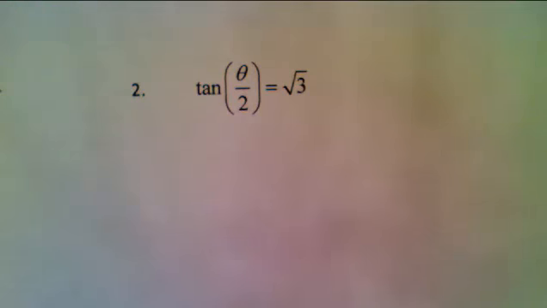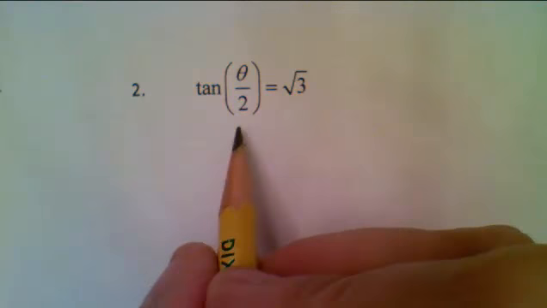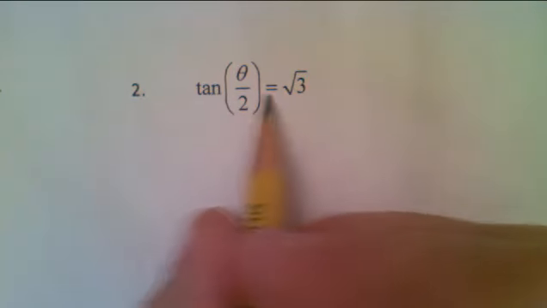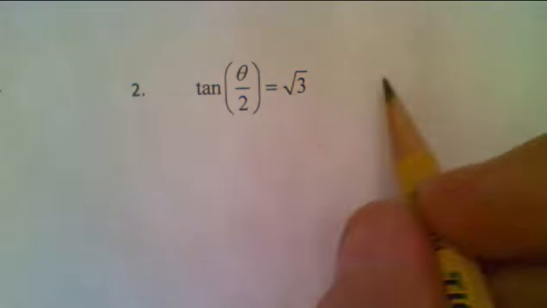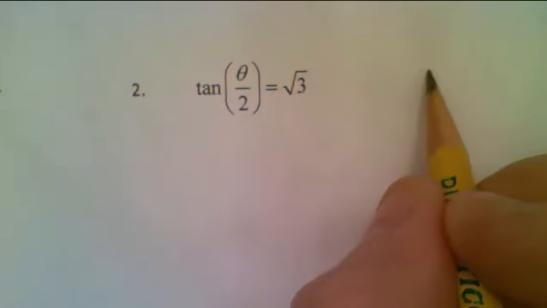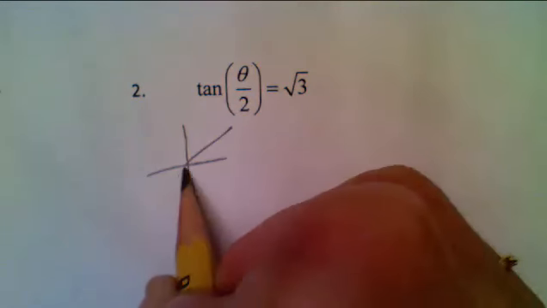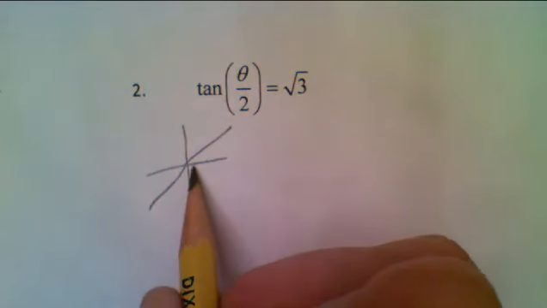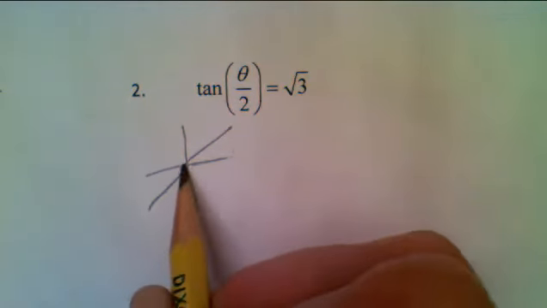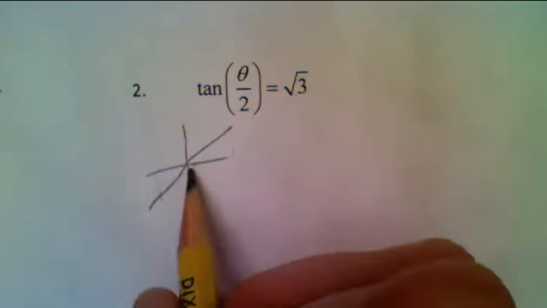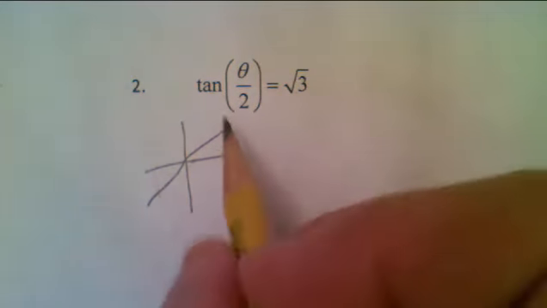Number 2. Tangent of theta over 2 equals radical 3. So I'm asking myself, what angle has a tangent of radical 3? First of all, I know it's going to be positive here and here, because here it's a positive x, positive y. Here it's a negative x, negative y. So those are the two places where tangent is positive.